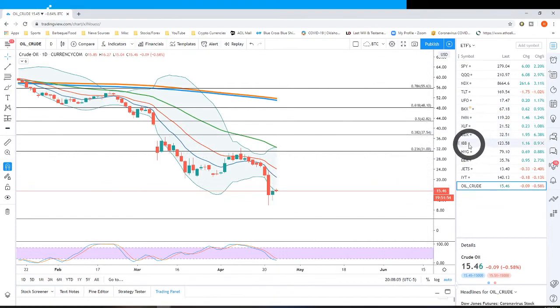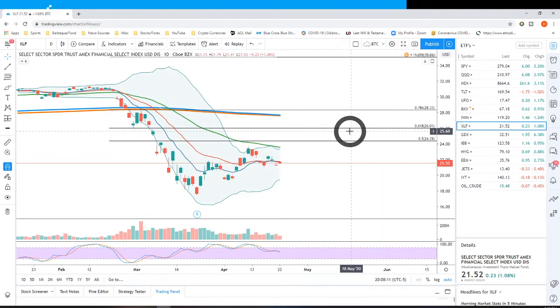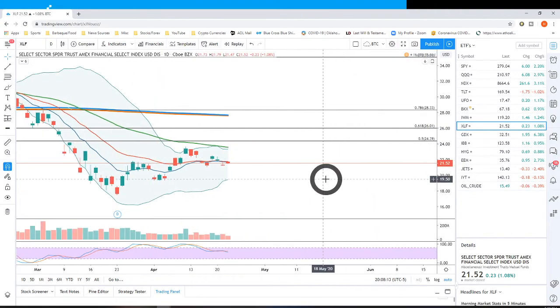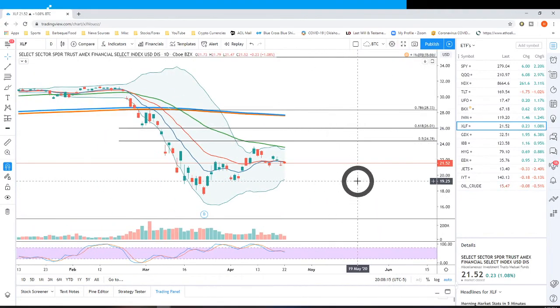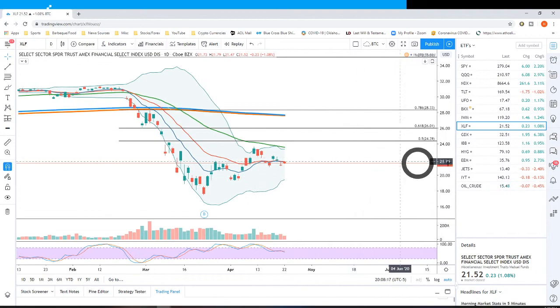What else do we got? Let's go look at the banking index. Yeah, not really liking it.